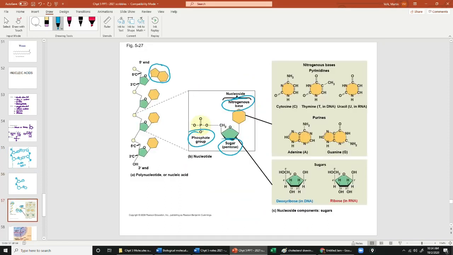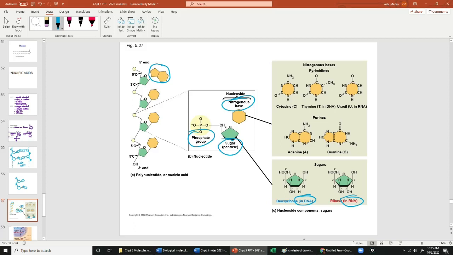All right, so this is just fancy diagrams of everything we've talked about, showing the nitrogenous bases, the pentose, the phosphate groups. Notice that we have deoxyribose in DNA, we have ribose in RNA, and just the carbon 2 oxygen is missing on deoxyribose. That's about the only difference there.